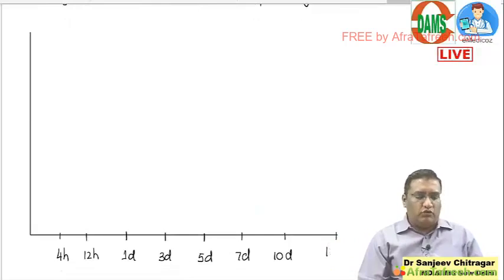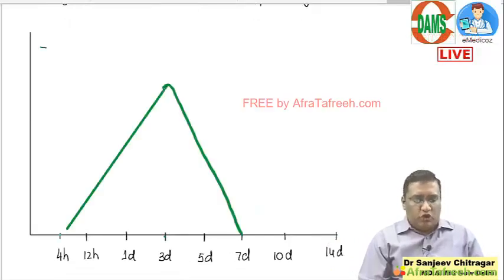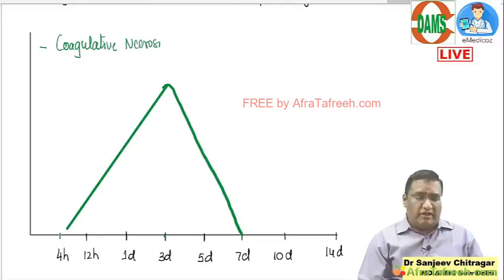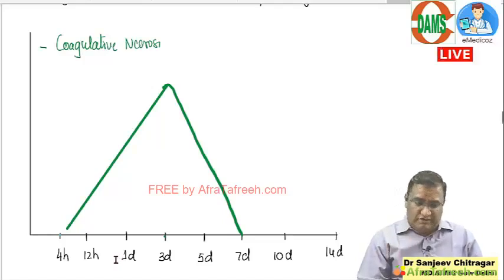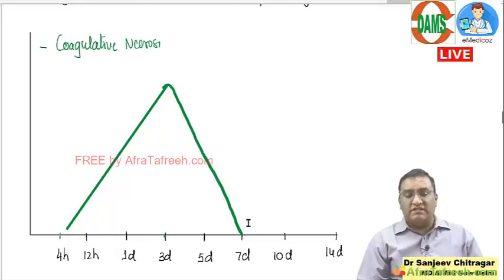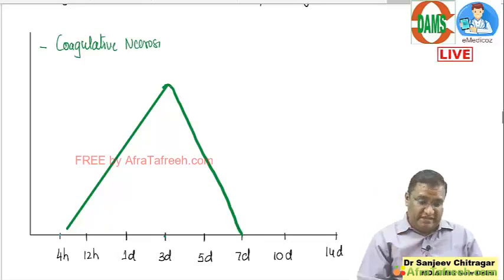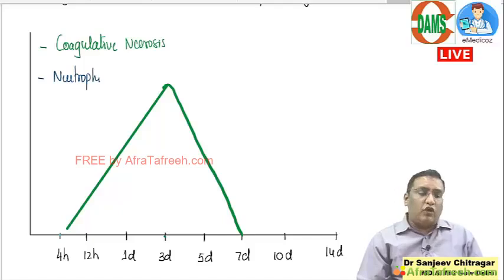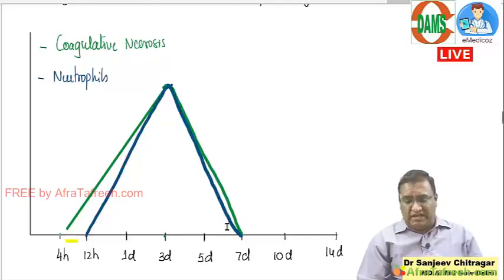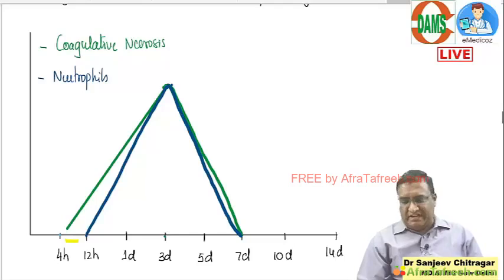Now look at this. I'm drawing a curve here. This is your coagulative necrosis. Up till 4 hours, you hardly find any coagulative necrosis. It starts by 4 hours, reaches a maximum somewhere by 3 days. Once it reaches maximum, it is almost 0 by 7 days because your macrophages will be eating the dead cells. Neutrophils will follow the coagulative necrosis. Slightly later, they will start somewhere by 12 hours and reach a peak again by around 3 days and almost disappear by 7 days.